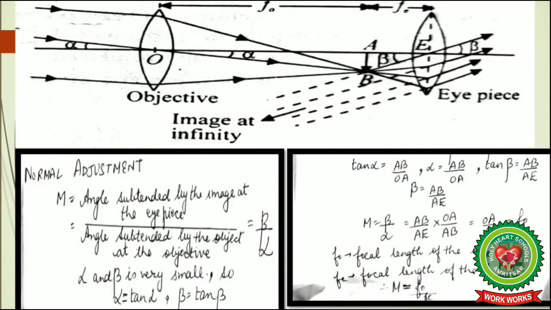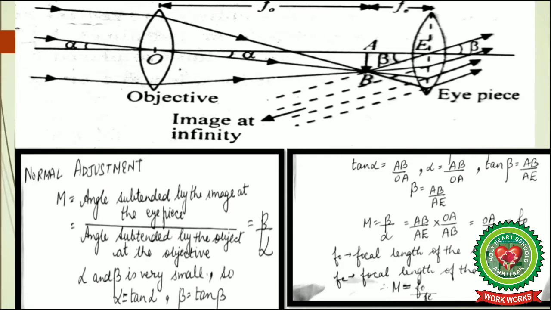Now let's start. Here we can see there are two lenses. First one is called the objective and the second one is called the eyepiece, and both these lenses are convex lens. Now we can see here the rays of light are coming from infinity and are making an angle of alpha with the objective lens. The image is formed at F0, which is called the focus of the objective lens.